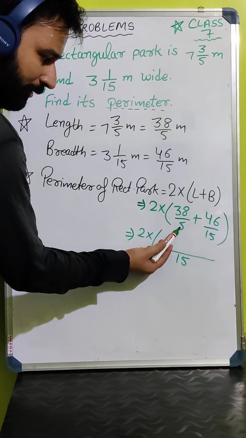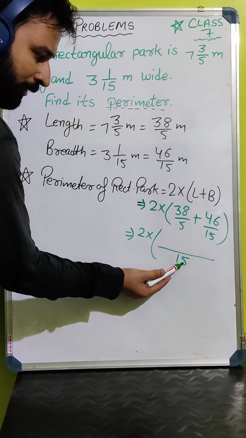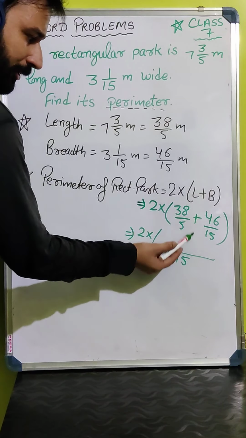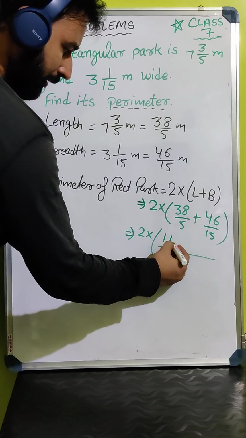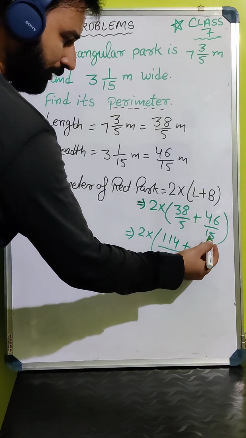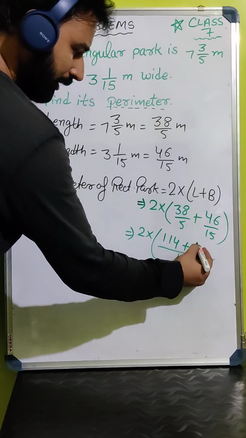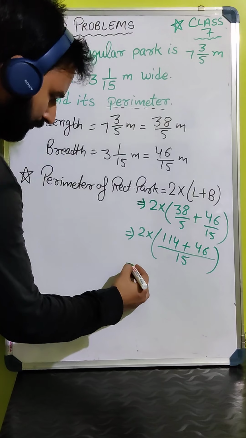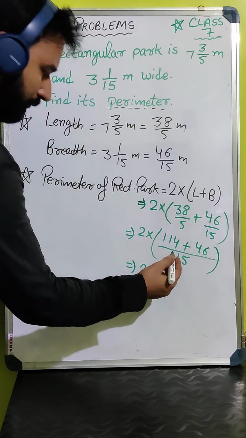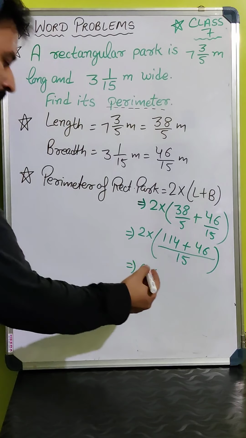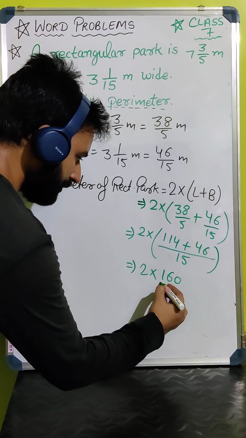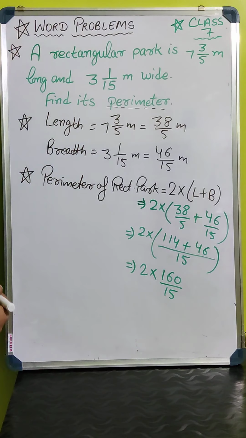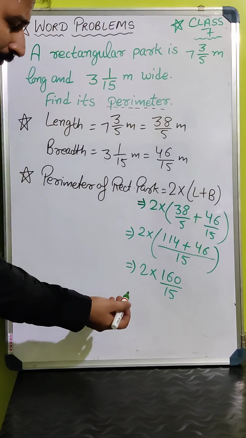Now divide the denominator. 5 times 3 is 15. And 38 times 3 is 114. Okay, 15 times 1 is 15, so it will be 46. Now what will it be? 2 into 114 plus 46. I think 160 it will be. 160 divided by 15. Now write down the simplest form. If they are divisible, just cancel the terms.